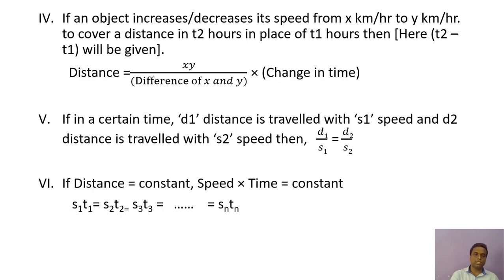Now we will see the next situation. If distance is constant, we know distance is the product of speed and time. So if distance is constant, the product of speed and time will be constant. So s1 t1 is equal to s2 t2, and so on.